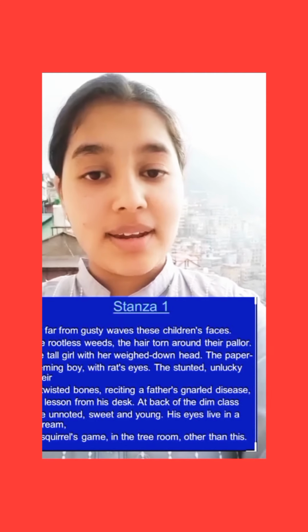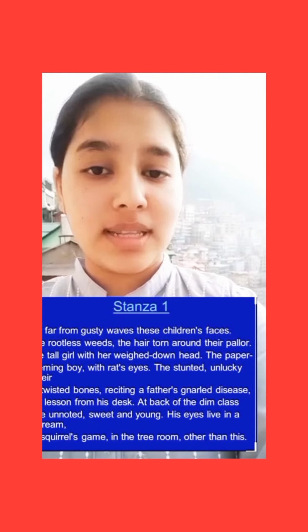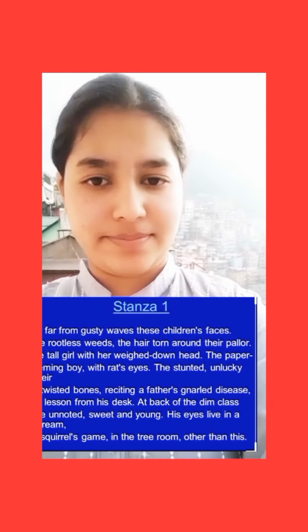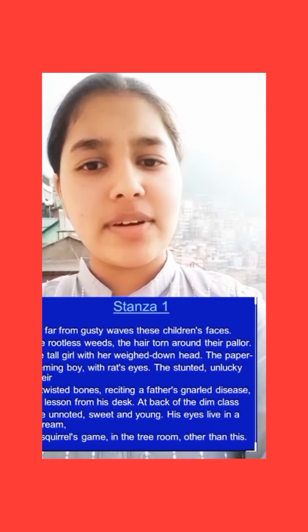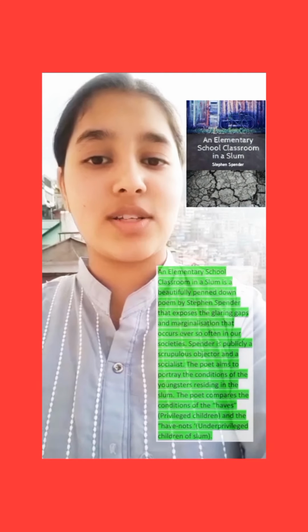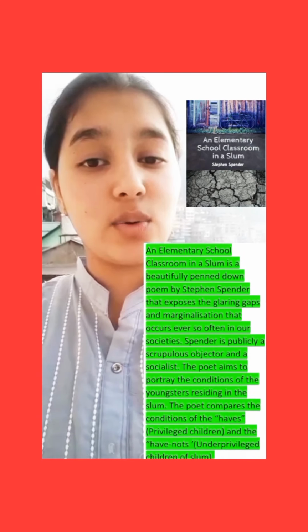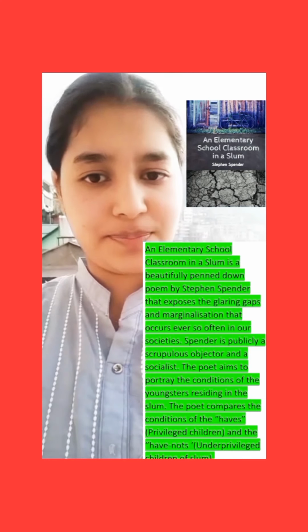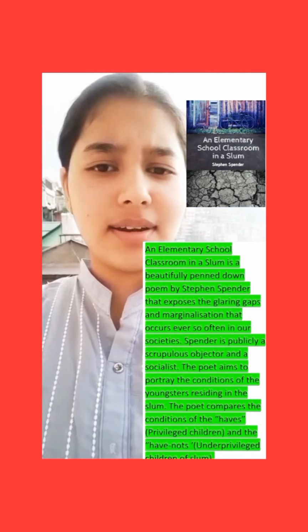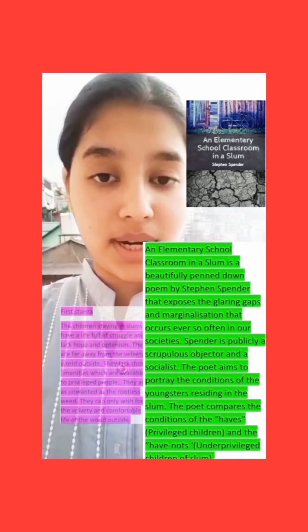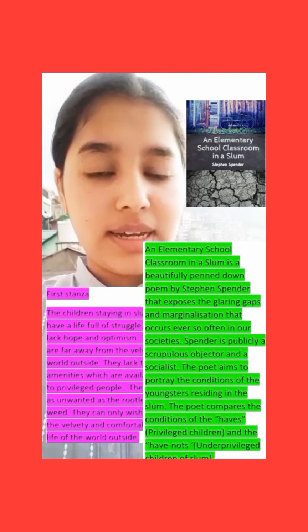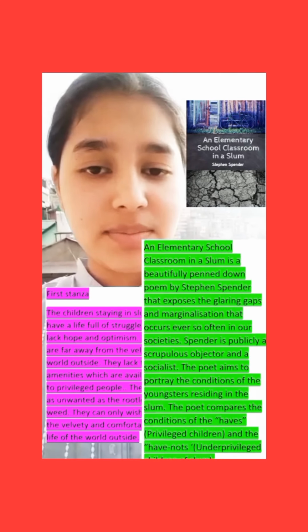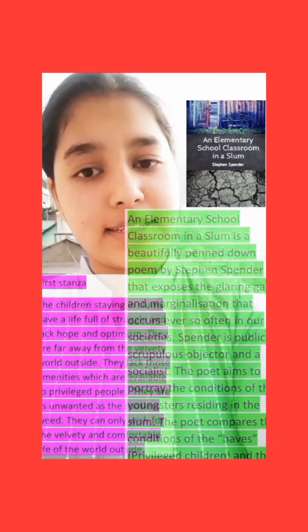The poem An Elementary School Classroom in a Slum is written by the poet Stephen Spender. In this poem, children are sitting in an elementary school classroom. They look like rootless weeds. Their hair is torn around the pallor. There is a girl in the class who is very tall, but she has weighed her head down. It seems it is too heavy to lift up. It seems she is full of sorrow and illness.